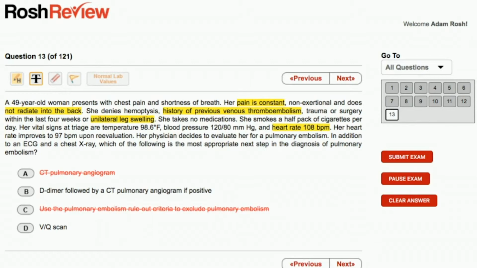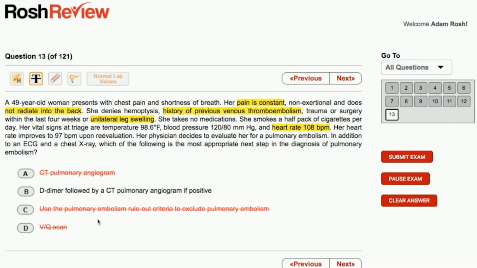So we're left with two answer choices, answer choice B and answer choice D. Let's look at answer choice D first, a VQ scan. Well, believe it or not, VQ scans are also invasive and do expose individuals to radiation. So if we did not choose answer choice A for those reasons, then we shouldn't choose answer choice D at this time because there are really the same reasons. So let's cross that out.